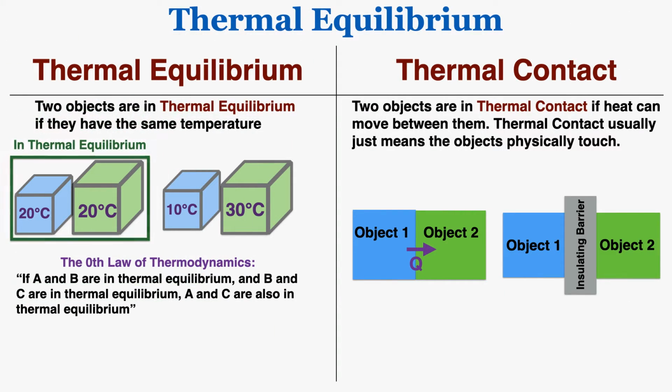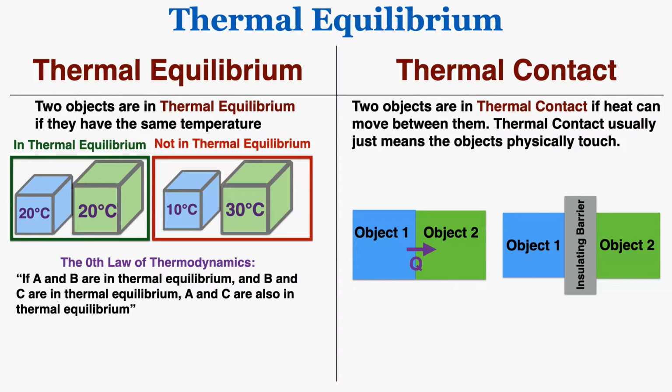So these two objects here are both at 20 degrees, so they're at thermal equilibrium, and these two objects are not in thermal equilibrium because they're not at the same temperature. The definition itself is extremely simple.